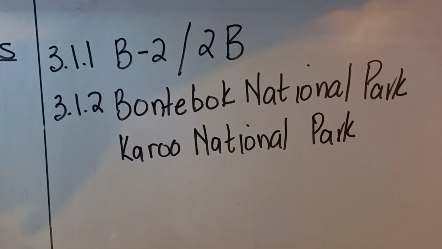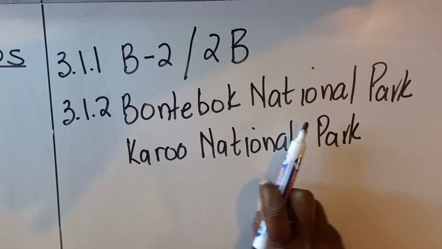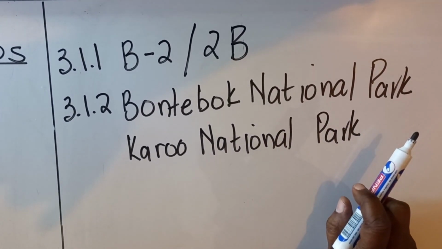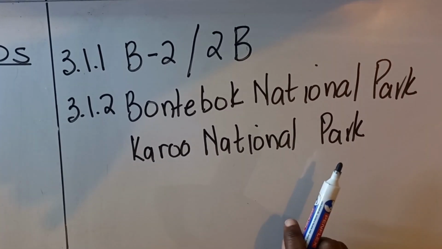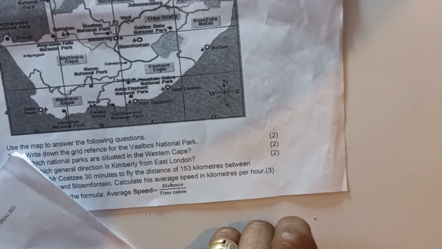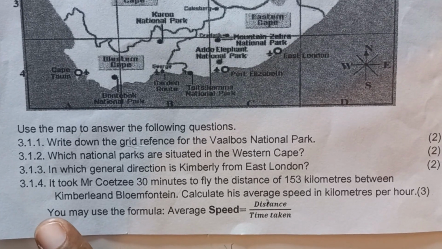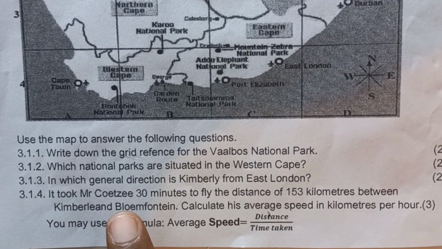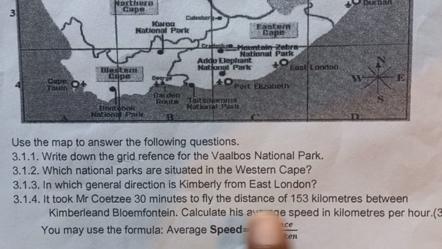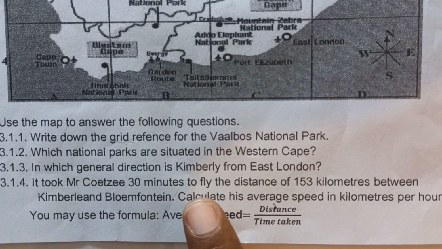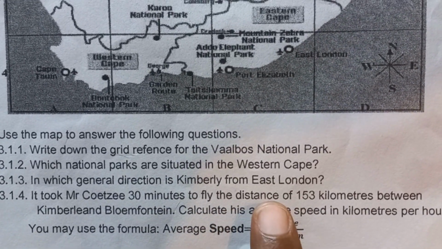So in the map, we find that the Bontebok National Park is in the Western Cape and the Karoo National Park is in the Western Cape. When you look at your marks, it's 2 marks. So it makes sense that there will be 2 of them. 3.1.3. In which general direction is Kimberley from East London? You have to read that properly. To say we are going to Kimberley and we are from East London.